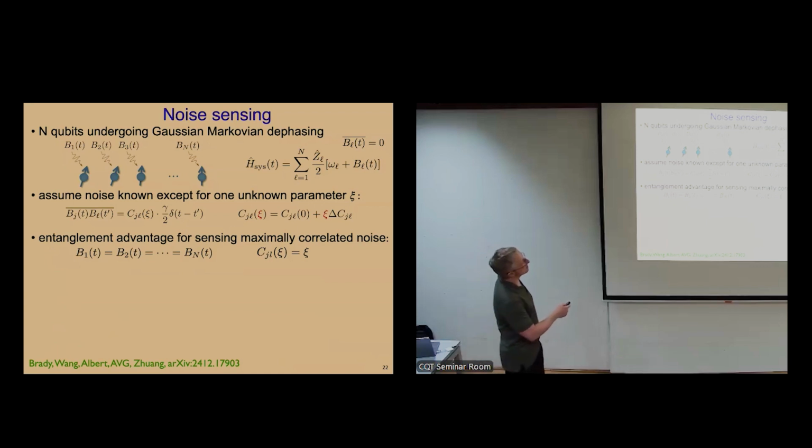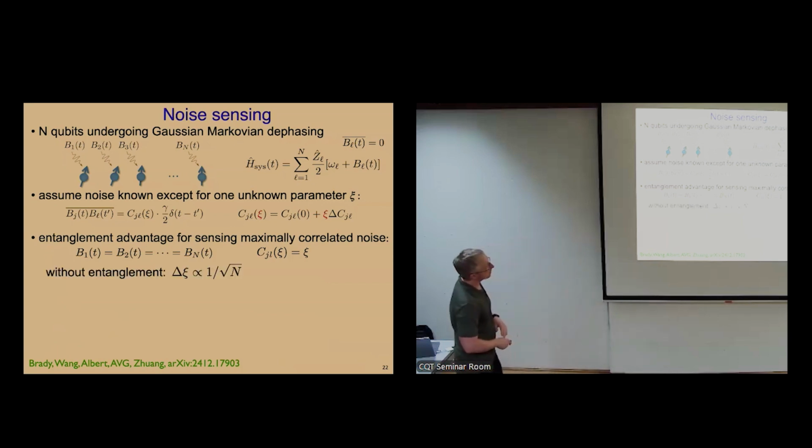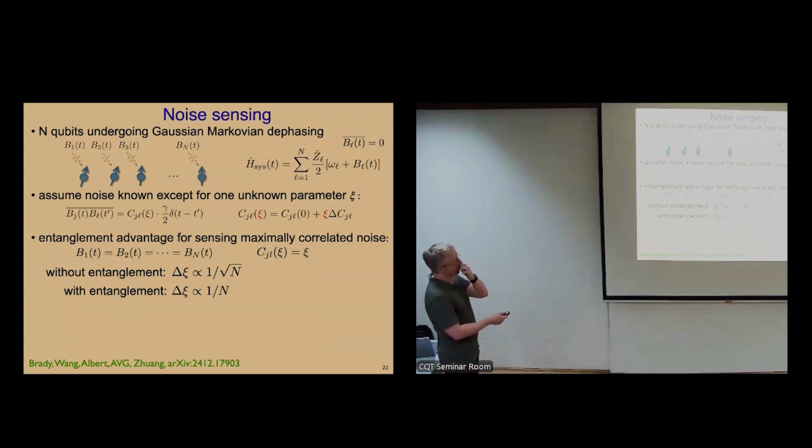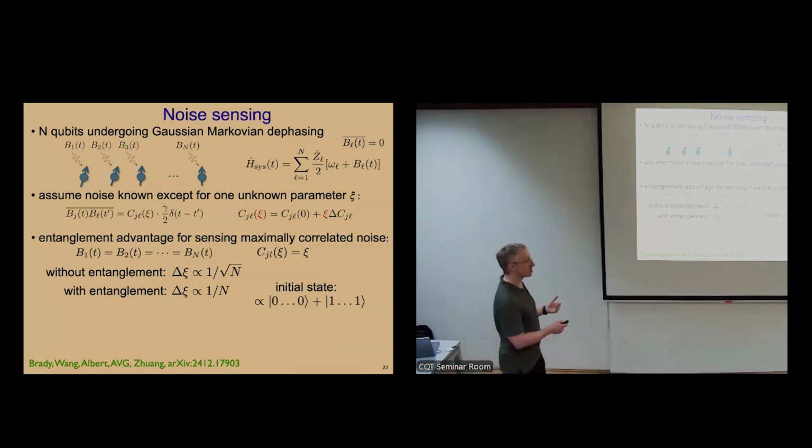So this means that this matrix here is all ones. So every entry in this matrix is the same size. So it's fully correlated. And then without entanglement, you just get 1 over root n. So without entanglement, it doesn't really matter they're correlated. It's just the usual 1 over root n. However, with entanglement, you get a reduction, the usual kind of 1 over root n extra improvement. And the initial state is exactly our favorite GHZ state.